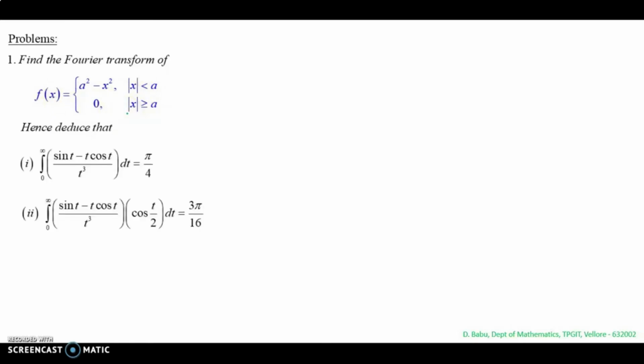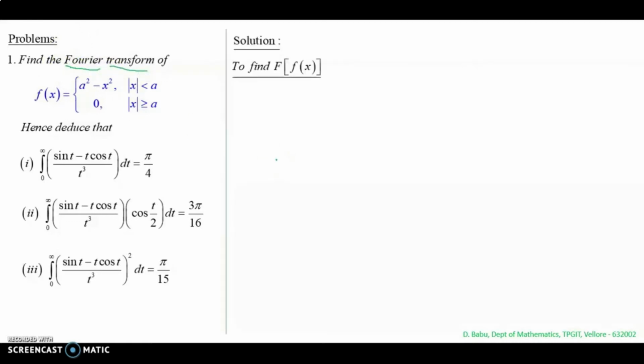First problem, this is a very important problem. Find the Fourier transform of f of x equal to a square minus x square when mod x is less than a, and 0 when mod x is greater than or equal to a. Hence, deduce that there are 3 deductions. First, we need to find the first part: the Fourier transform of f of x.